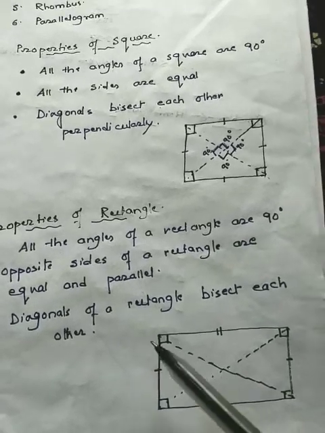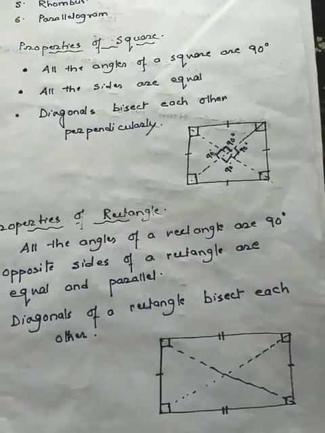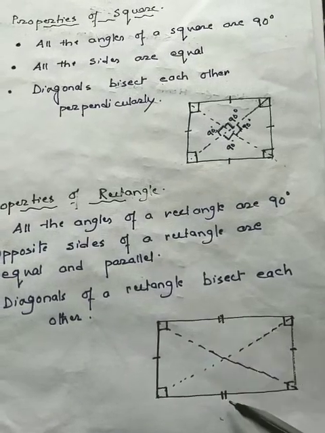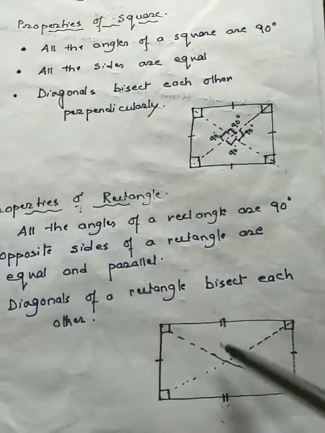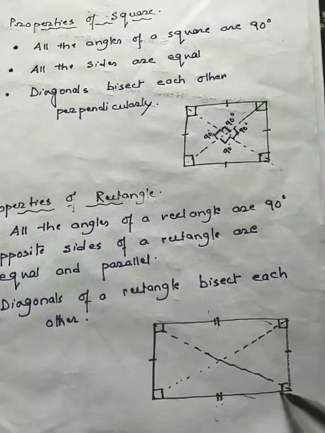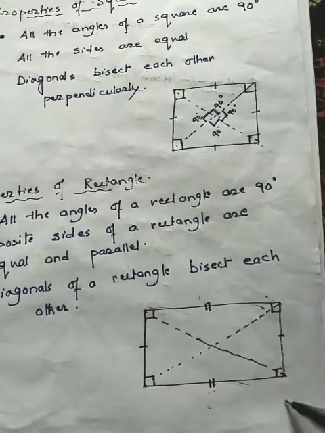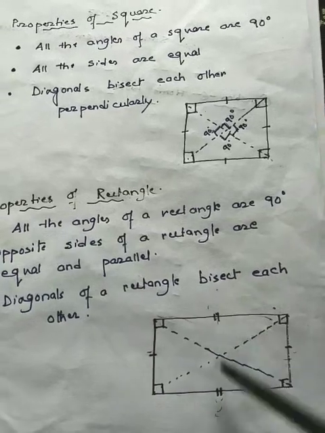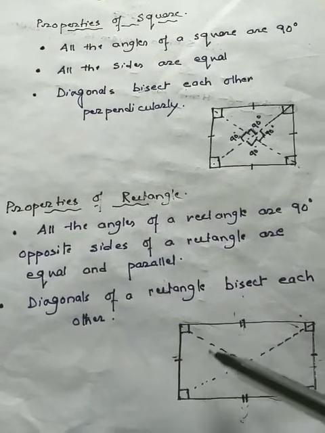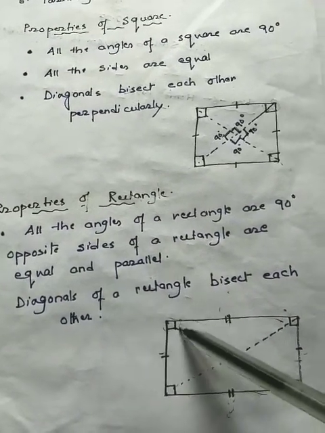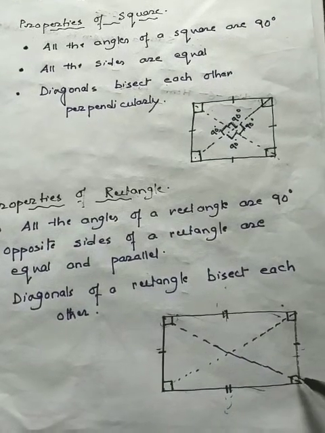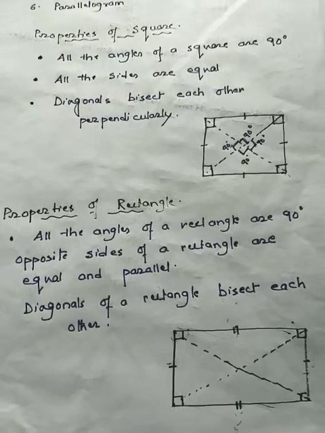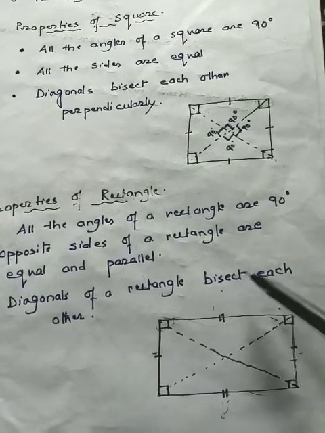Now in a rectangle, all sides are not equal, but the opposite sides are equal. See the sign? These two sides are carrying the same sign. That means this side and this side are equal, and this side and this side are equal. That is the reason opposite sides are equal. Now each interior angle of a rectangle is also 90 degrees, which is a property similar to the square, and the diagonals of a rectangle bisect each other.